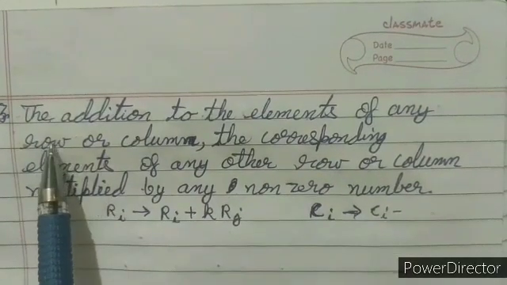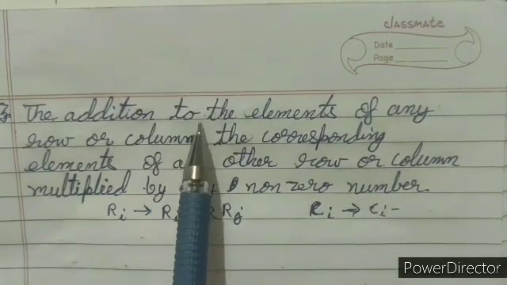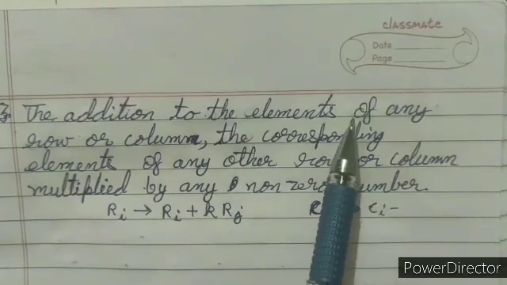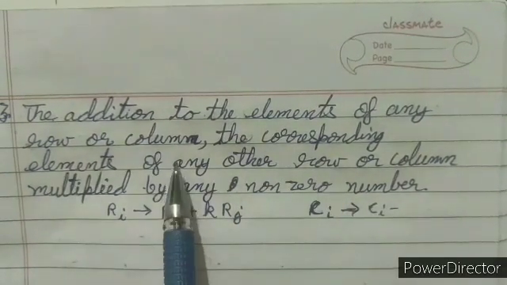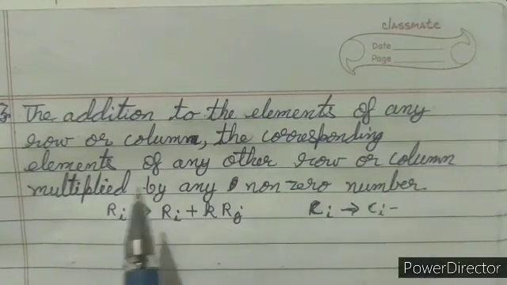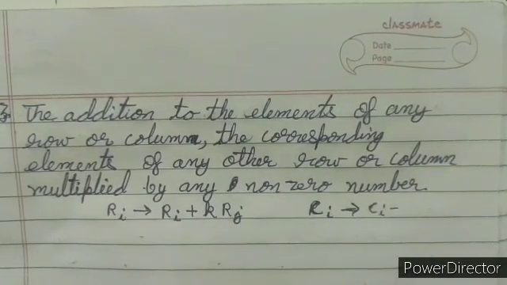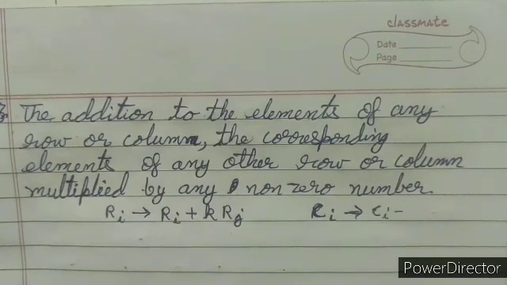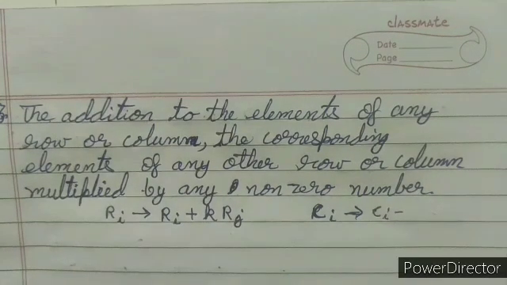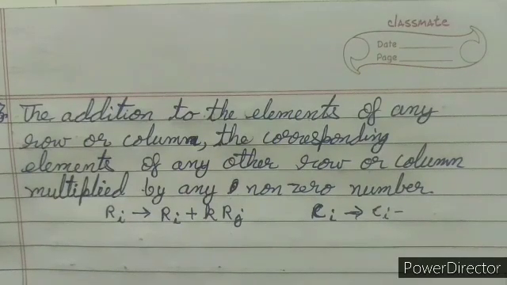Now the third elementary transformation is the addition to the elements of any row or column the corresponding elements of any other row or column multiplied by any non-zero number. That means we can add to all the elements of any row or column the corresponding elements of another row or column after multiplying it by a non-zero number.